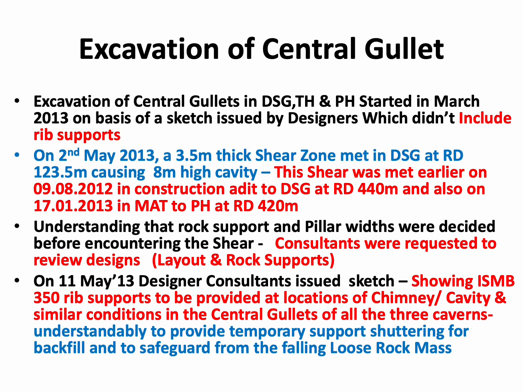On 2nd May 2013, a 3.5 meter thick shear zone was met in the Downstream Surge Gallery at RD 123.5 meter, causing an 8 meter high cavity. This shear was met earlier in August 2012 in construction adit to Downstream Surge Gallery at RD 440 meter, and also on 17 January 2013 in main access tunnel to powerhouse at RD 420 meter.